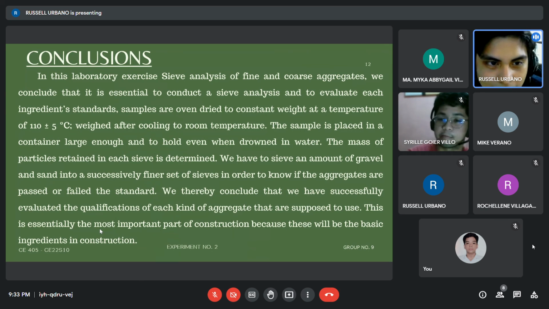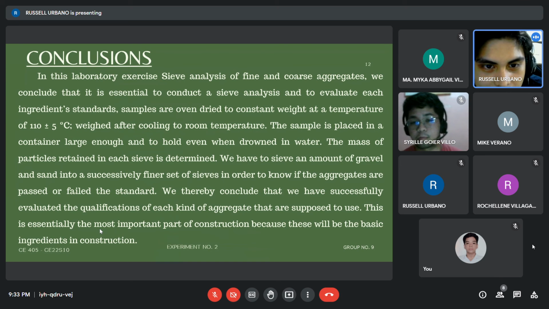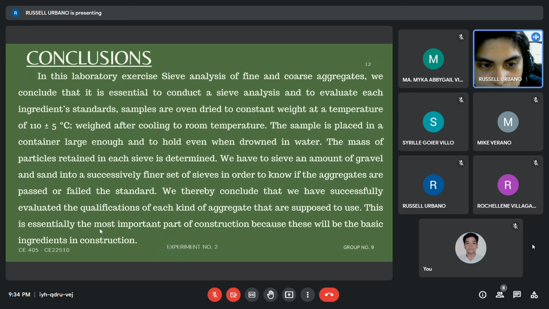In this laboratory exercise, sieve analysis of fine and coarse aggregates, we conclude that it is essential to conduct a sieve analysis and to evaluate each ingredient's standards. Samples are oven dried to constant weight at a temperature of 110 plus or minus 5 Celsius, weighed after cooling to room temperature. The sample is placed in a container large enough to hold it even when drowned in water. The mass of particles retained in each sieve is determined.